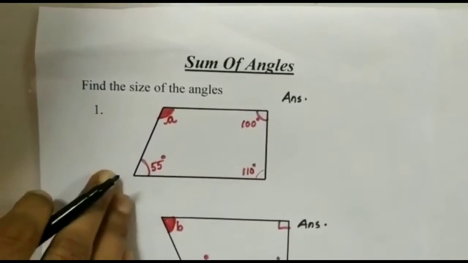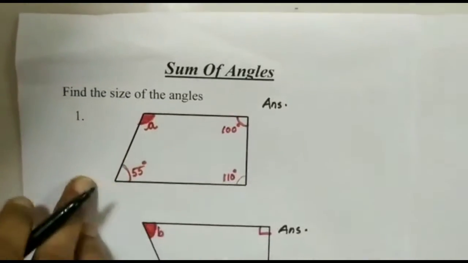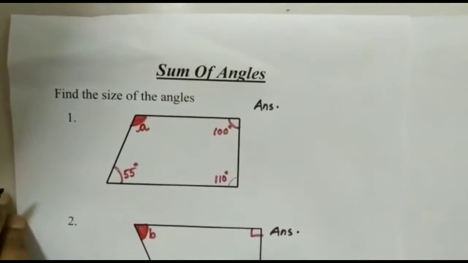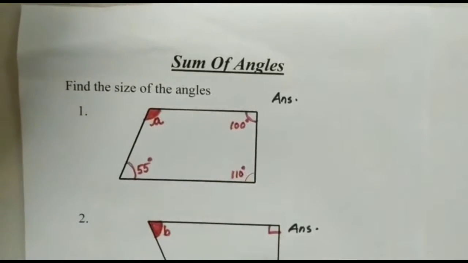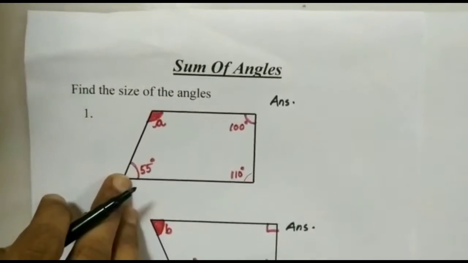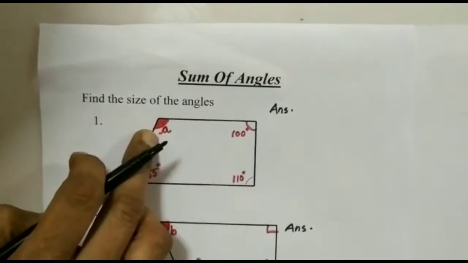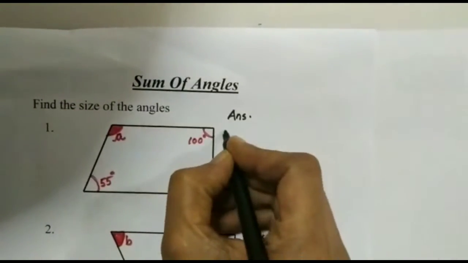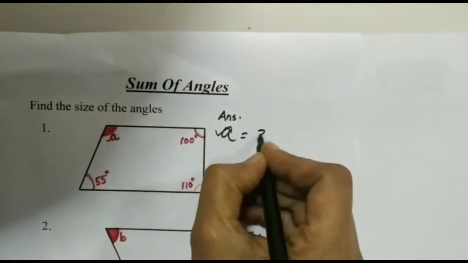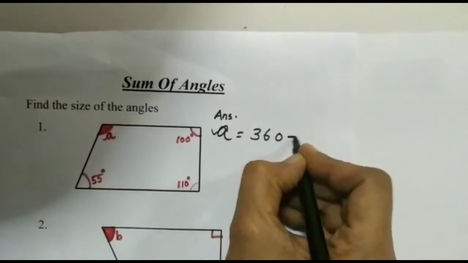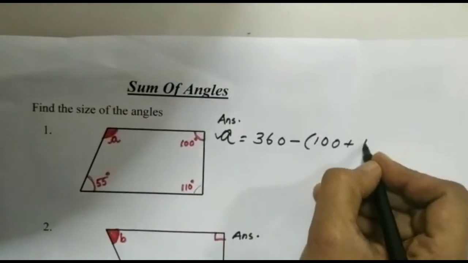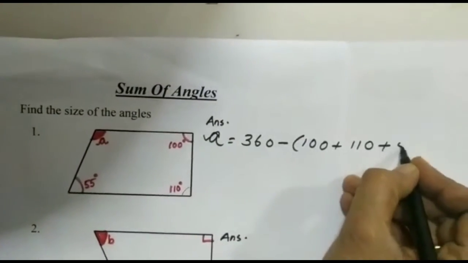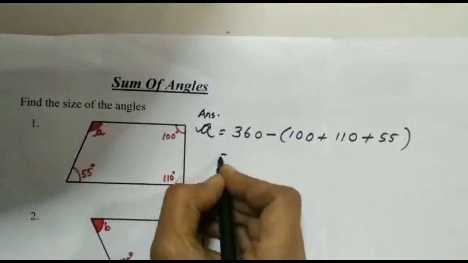In the last video we explained that the total angle in a quadrilateral is 360. So we should add all three angles and subtract from 360. You will get the fourth angle, that is A. So angle A equals 360 minus, we should add all the three angles.